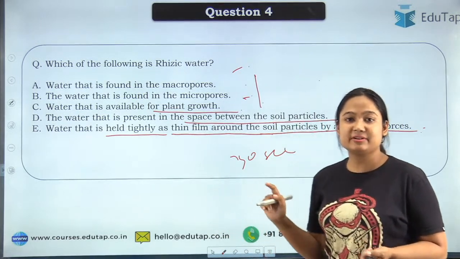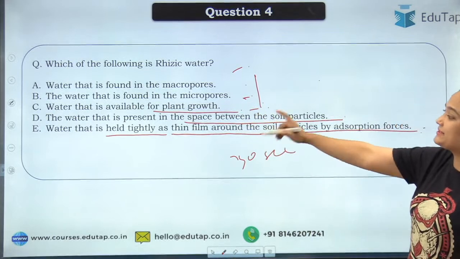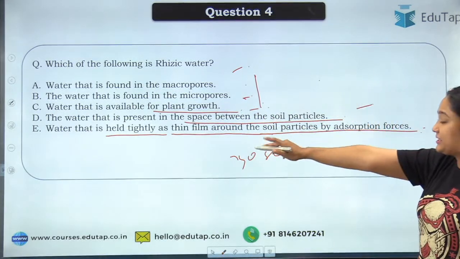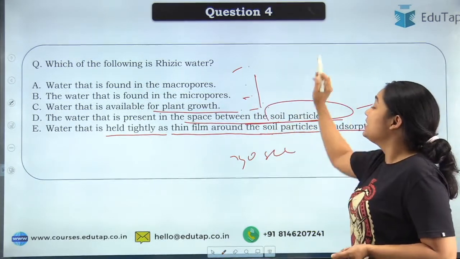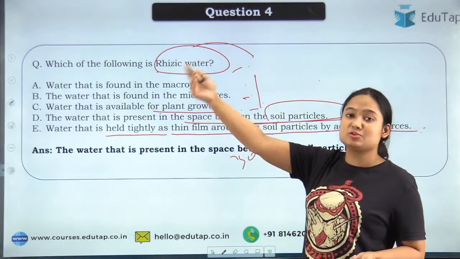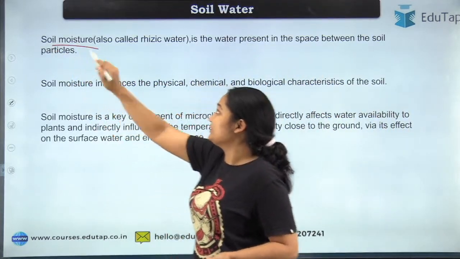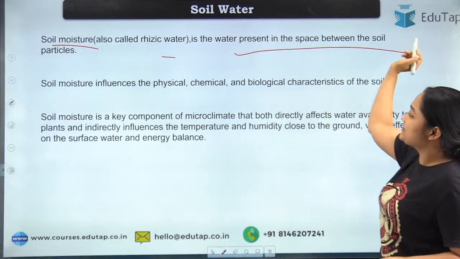The correct answer will be option D. There is confusion, but that is the water present in the space between the soil particles. Simply, the other term for rhizolic water is soil water. It includes all the water that is there, soil moisture, soil water. So it is the water present in the space.